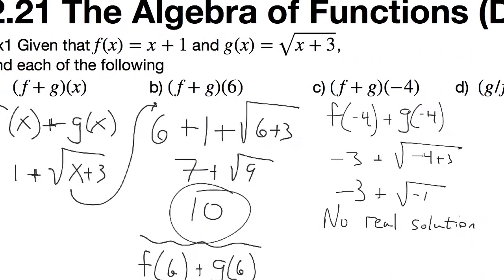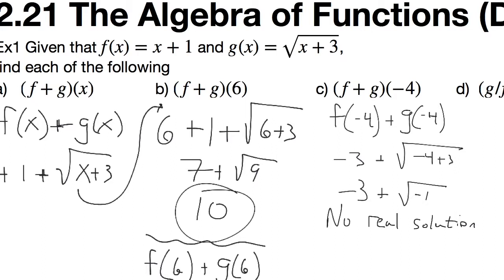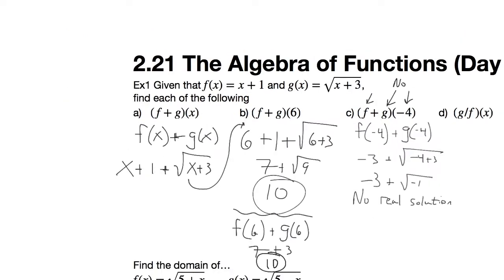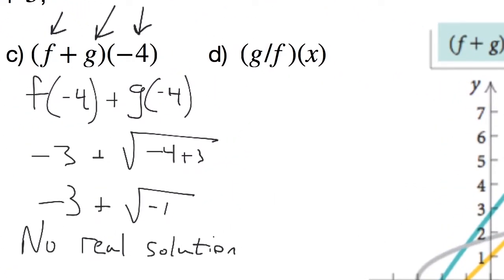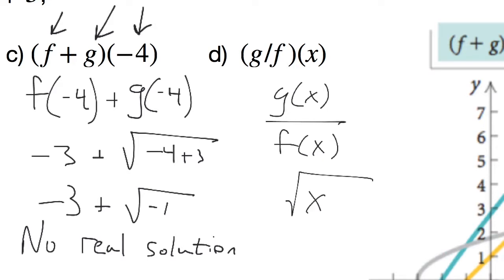Notice that in order for it to work, the value that you give here has to be in the domain of both f, which it was, and g, which it wasn't. You can't take g of negative 4, so therefore you can't take f plus g of negative 4. g divided by f of x would just be g of x all over f of x, which is the same thing as square root of x plus 3 all over x plus 1.